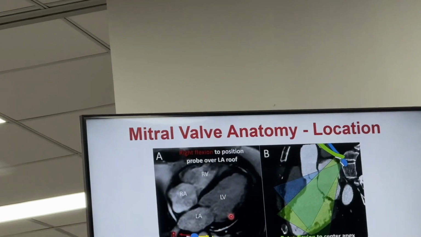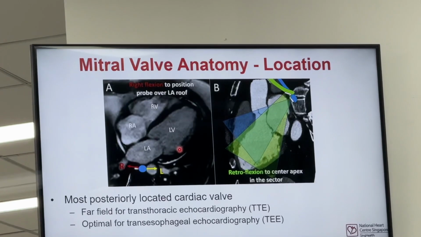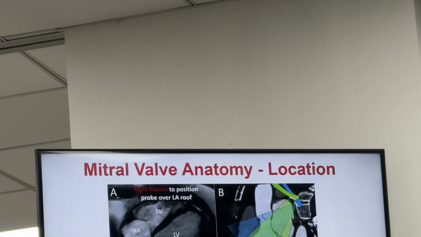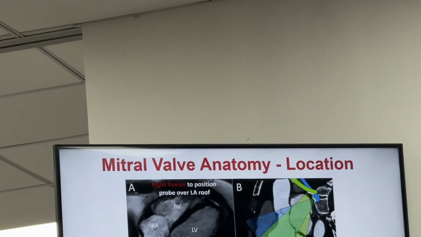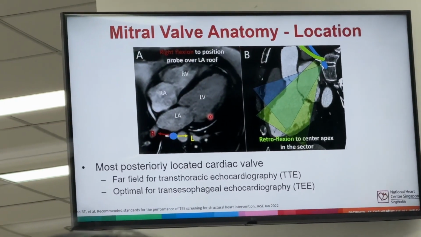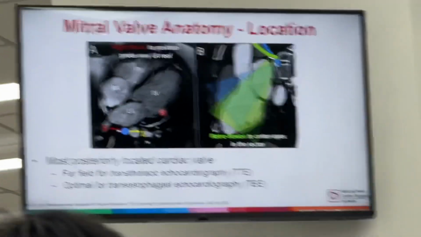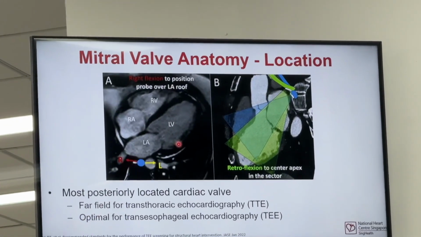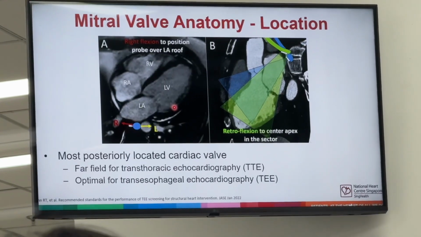So just a very brief overview of mitral valve anatomy. As we all know, it is the most posteriorly located cardiac valve, and it is far-field from transthoracic echocardiography imaging. This is especially a problem when we have a prosthetic valve located anterior to the mitral valve, and this may cast echo shadow onto the mitral valve. Because of the posterior location, it is very optimal for transesophageal imaging.